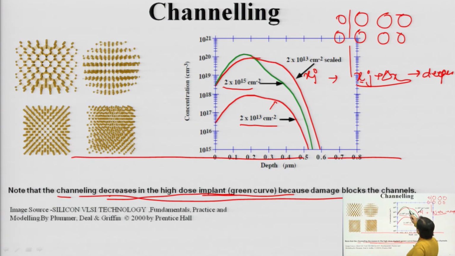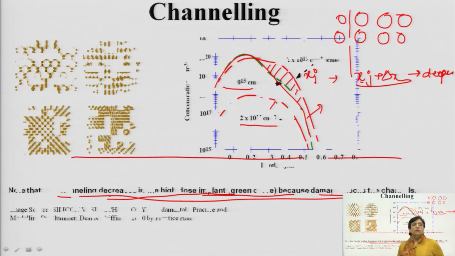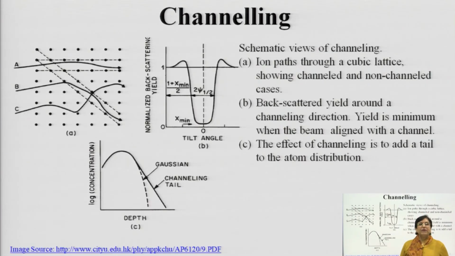This is the green curve. Because the dosage is so high and so many atoms are striking, there is no path left for channeling, and therefore your profile is totally altered. Just see, the green profile is totally altered from the desired direction. It has decreased for the high dose implant, it has not gone deeper, it has changed. This is the alteration that we have seen.